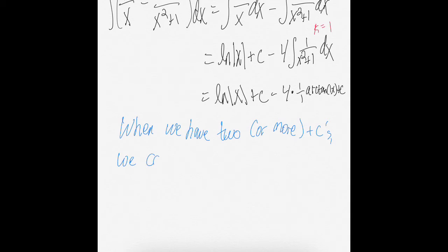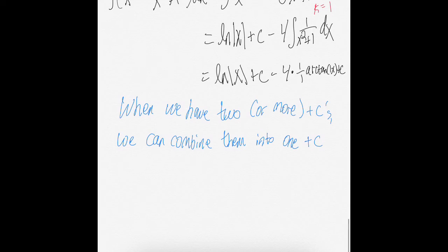So there's a nice little trick here, which we're going to use. Whenever we have two or more plus C's, we can combine them into one. In other words, at the end of all this, we're only going to need to put one plus c at the end. Combine them into one, and not into the number 1, into 1 plus c.